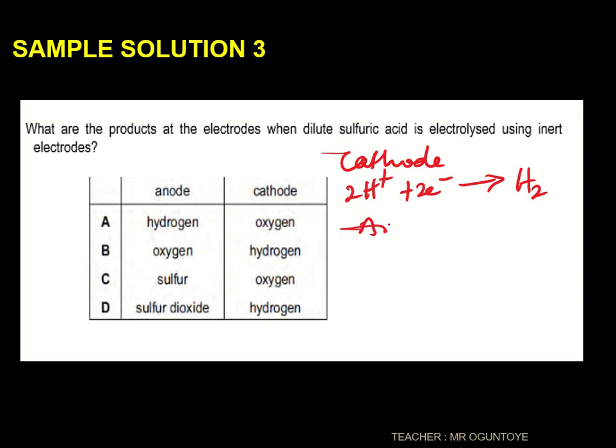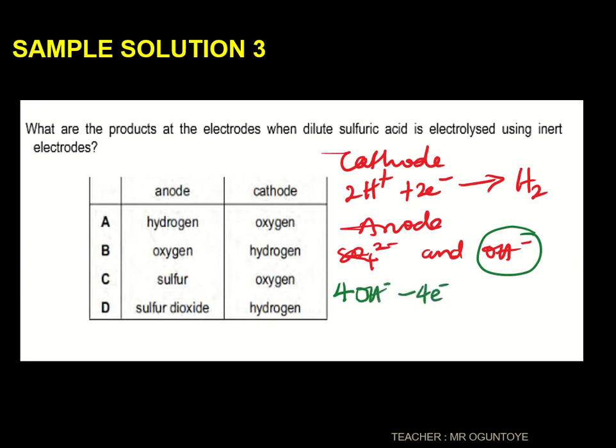But at the anode, you're going to have SO4 2 minus and hydroxide ion competing there, but hydroxide ion will be given preferential discharge because it's lower than SO4. Whenever hydroxide ion is discharged, remember 4 hydroxide ions will lose 4 moles of electrons to produce 2 moles of water and 1 oxygen. So at the cathode we have hydrogen being produced, at the anode we have oxygen being produced. So B is the correct answer. Isn't it simple going through this question?